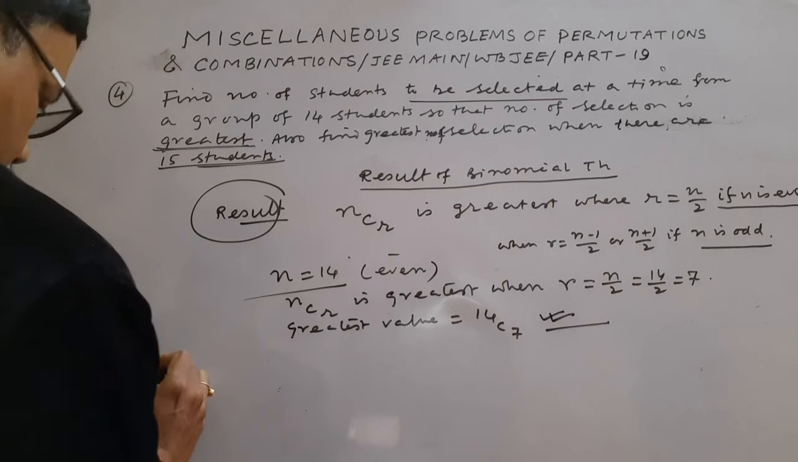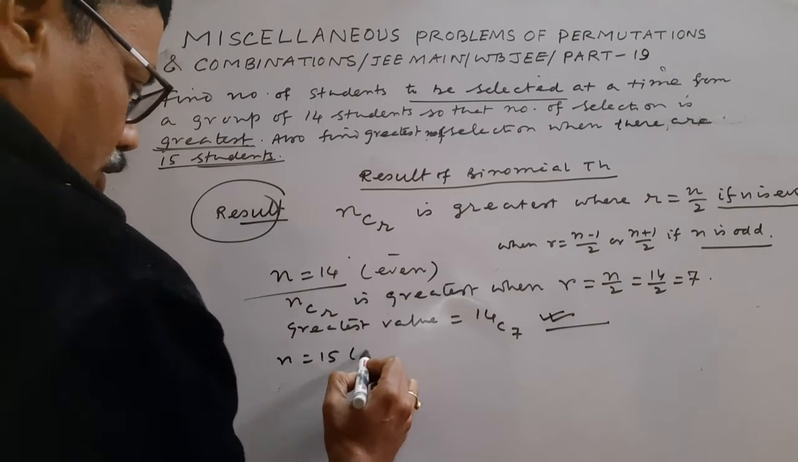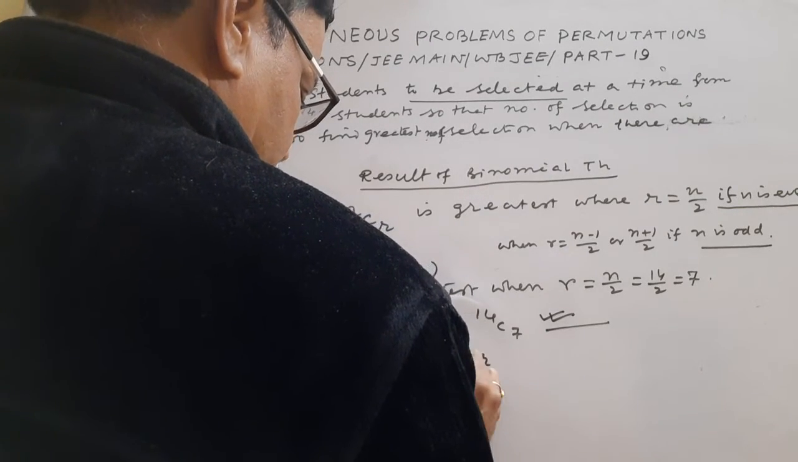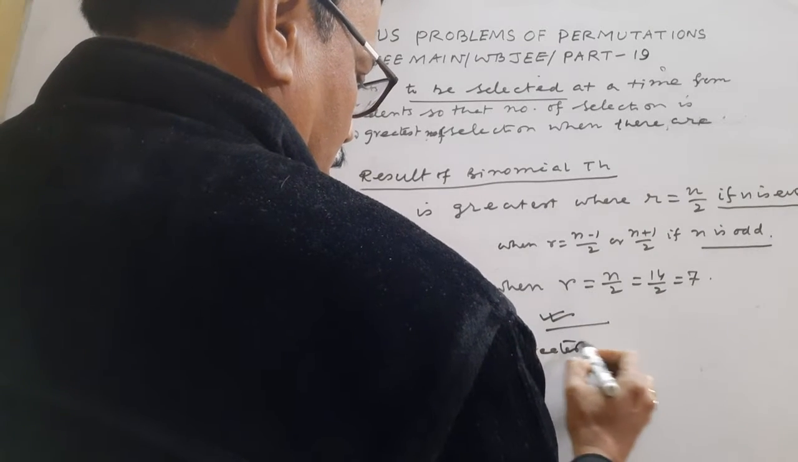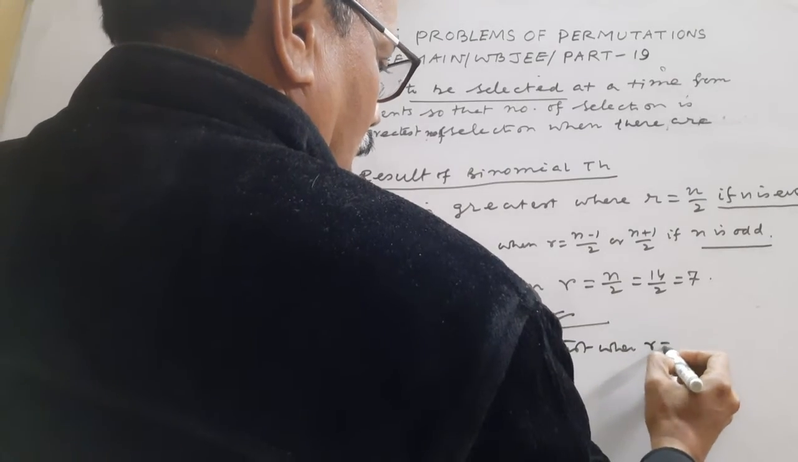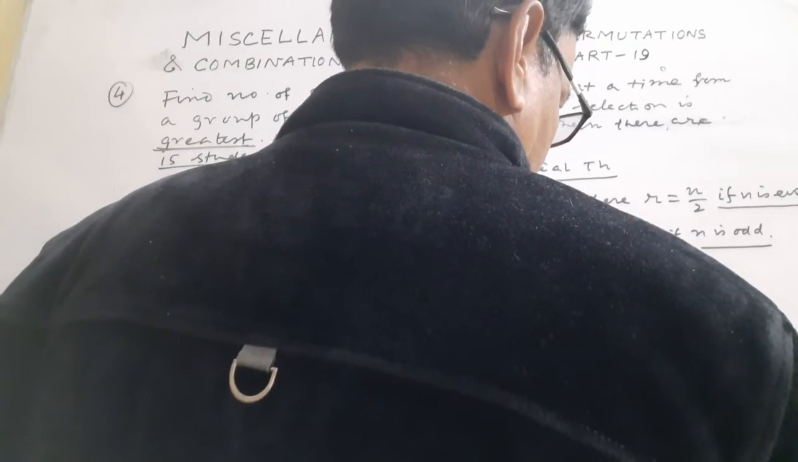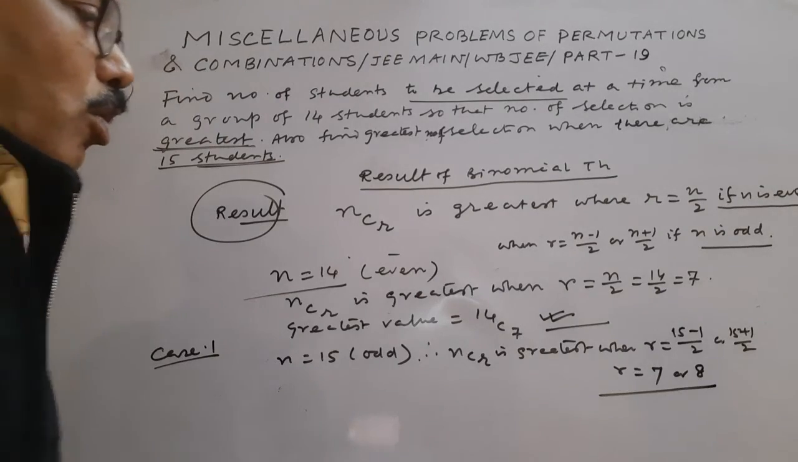Next, case 2. n equals 15. This is odd. Therefore NCR is greatest when r equals (15 minus 1) by 2 or (15 plus 1) by 2. So r equals 7 or 8.